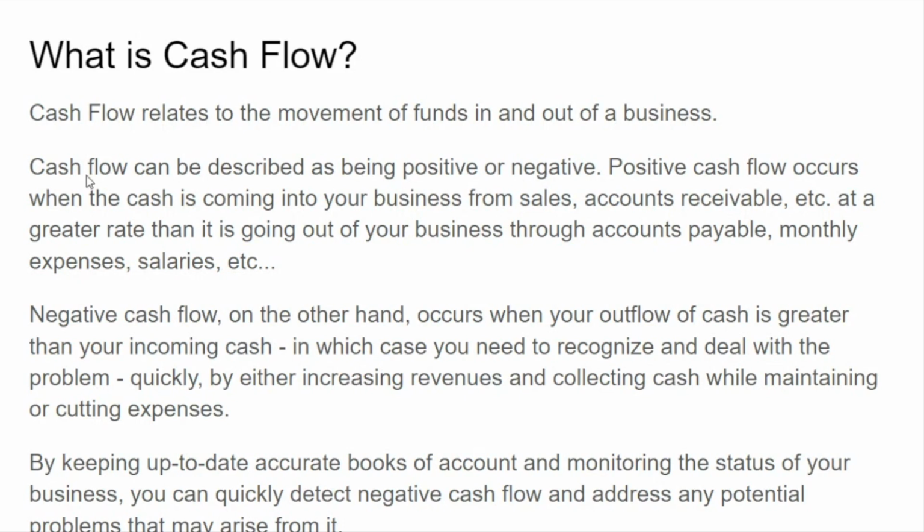So cash flow can be described as being positive or negative, as I just spoke about. Positive means there's more coming in than going out. Negative means there's more going out than coming in. Positive cash flows occur when the cash coming into the business from sales, accounts receivable, etc., are at a greater rate than what's going out of the business in terms of accounts payable, monthly expenses, and salaries. So this is expenses and money going out of the business. This is revenue coming into the business.